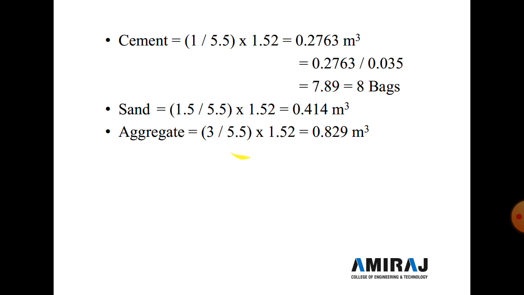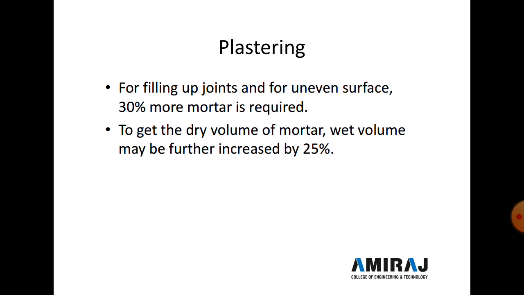So 5.5 is 1 plus 1.5 plus 3. It's a summation of the 3 values, multiplied by 1.52. So we got the answer: 0.829 meter cube. So with these three values we got the total quantity of the material required to complete our 1 meter cube wet concrete work. Now in the next slide we discuss plastering.